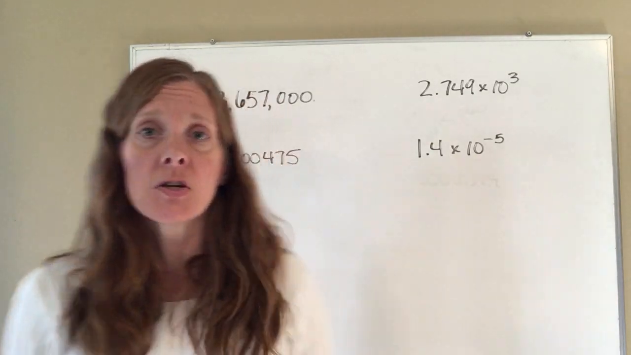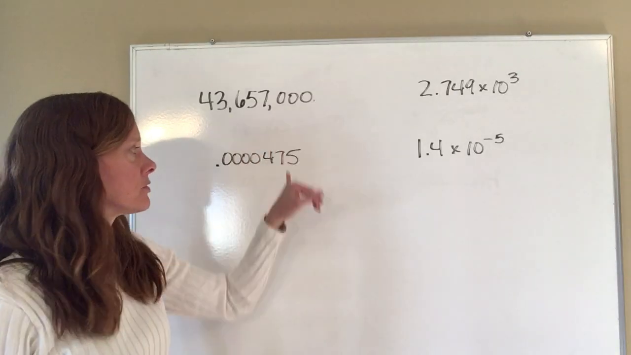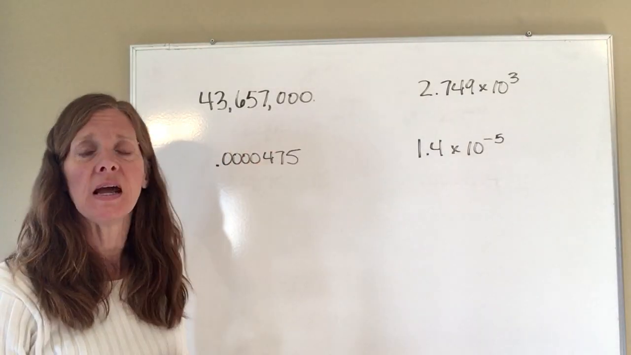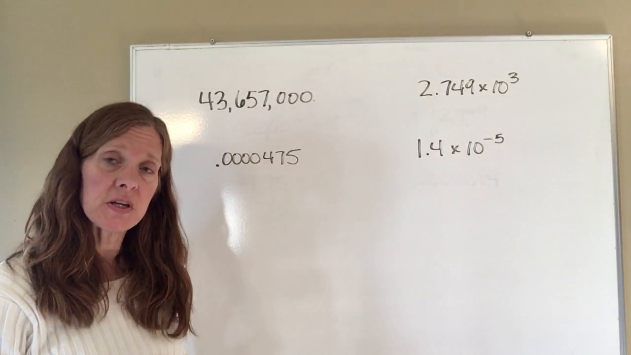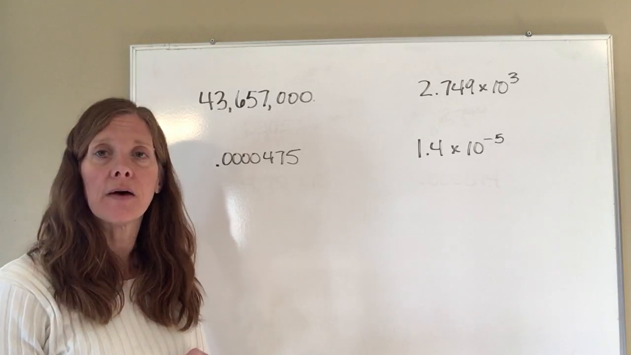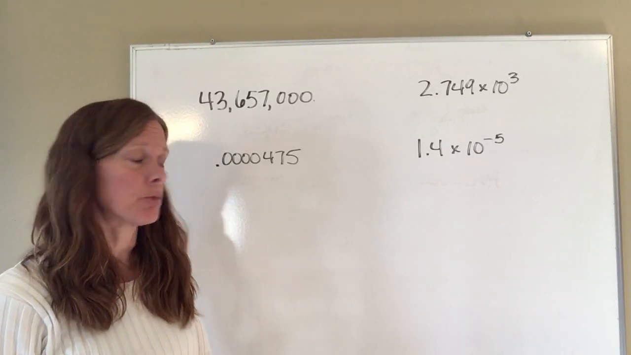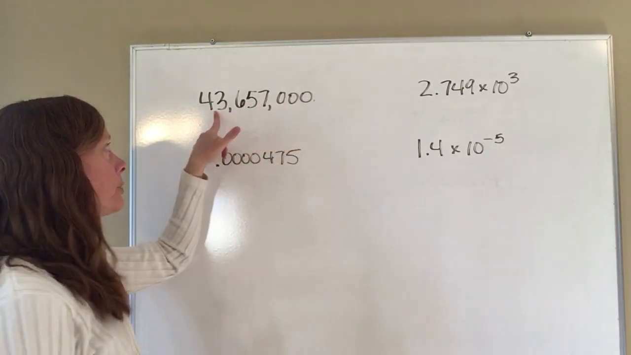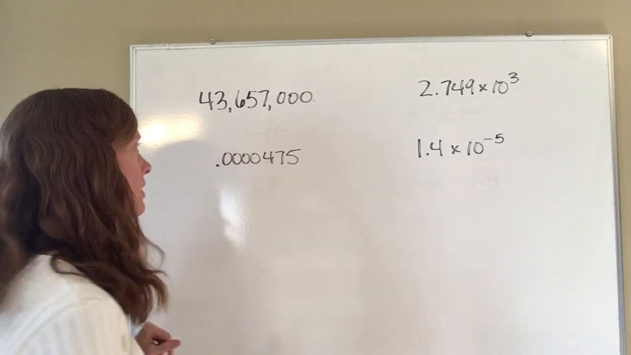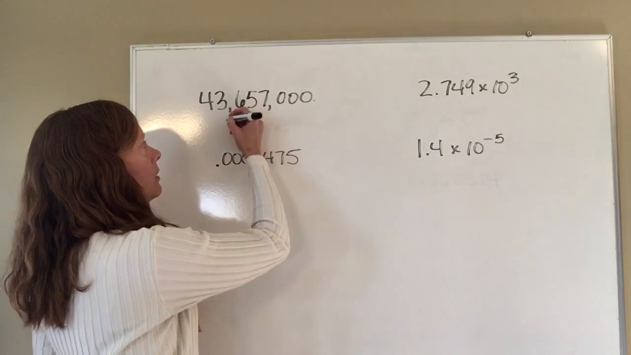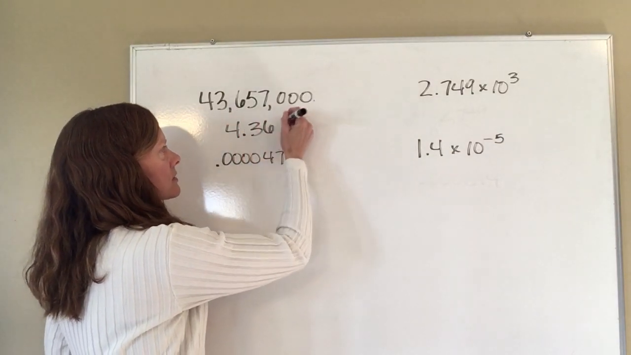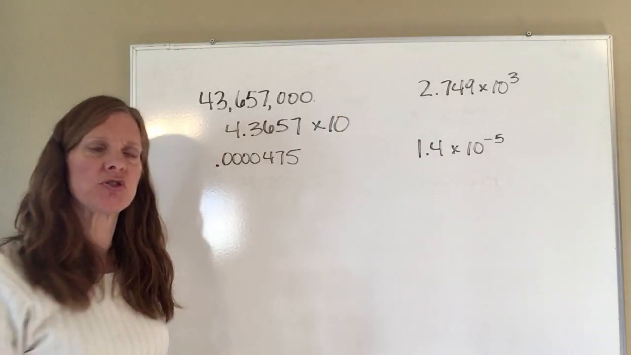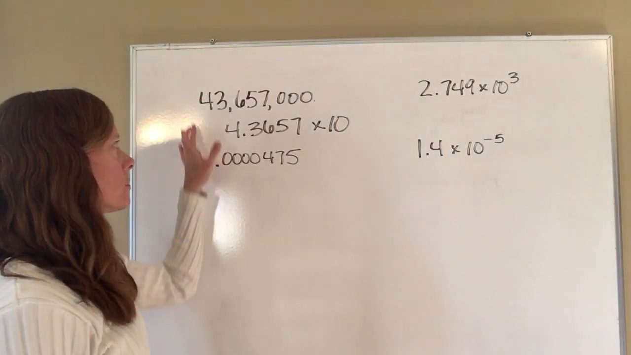So we'll start out with a couple of numbers that are written in what's called decimal notation, just regular decimal numbers. And we're going to put these into scientific notation. Now when you put something into scientific notation, you only want to have one digit to the left of the decimal point. So here, in place of having the decimal point at the end, I'm going to put the decimal point in between the 4 and the 3 so that I just have one digit to the left of the decimal. So that's going to be 4.3657. And then the question I have to ask myself is, how many times do I have to multiply that by 10 in order to get this number?